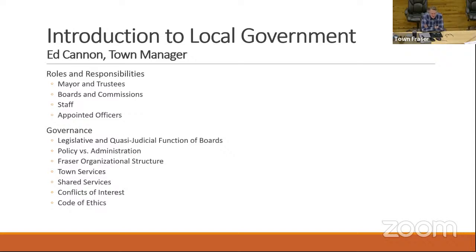And then followed up with town services and the shared services that we share with Winter Park and also with Granby. And the last two items are important items that need to be touched on. And that is how we deal with conflict of interest and also the state's authority and their code of ethics.